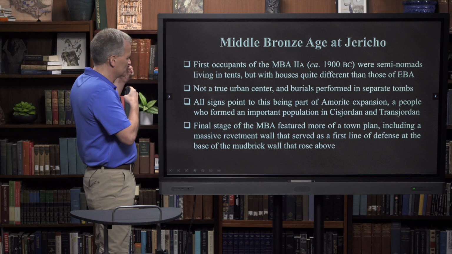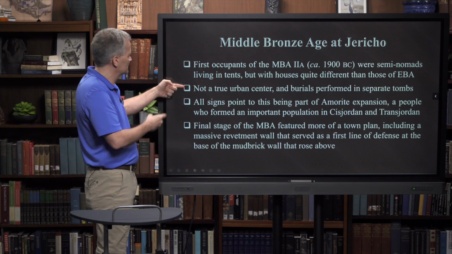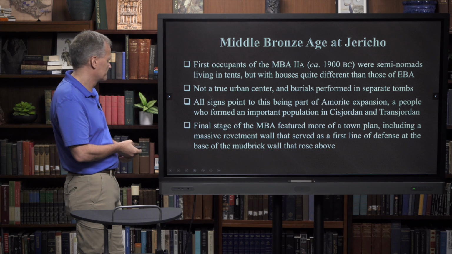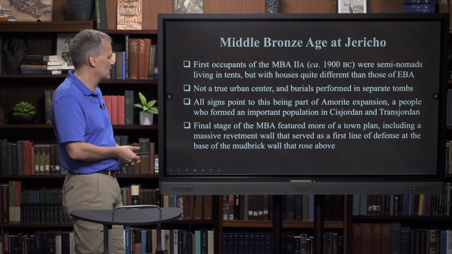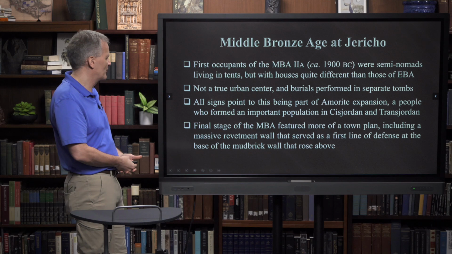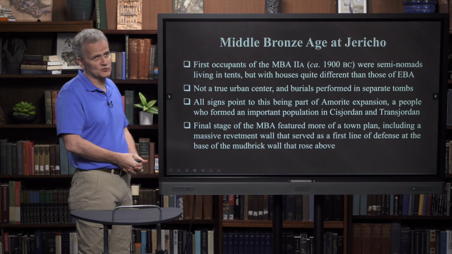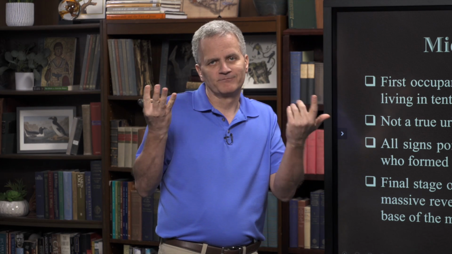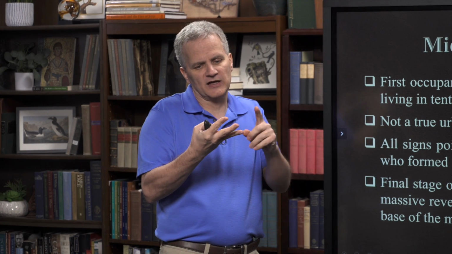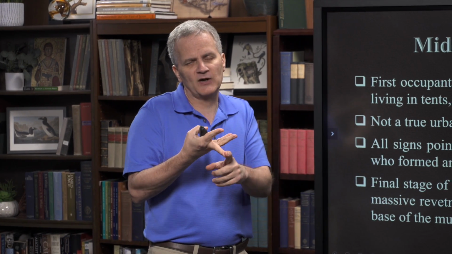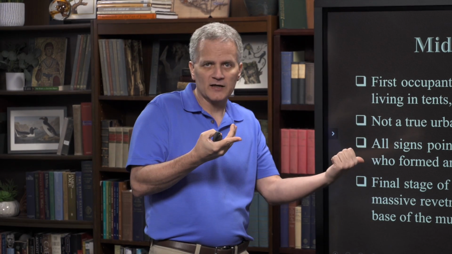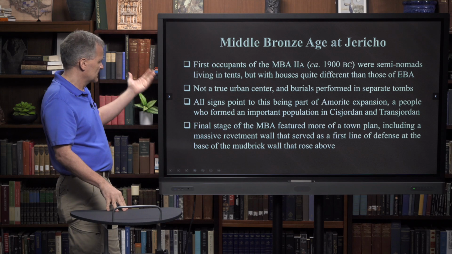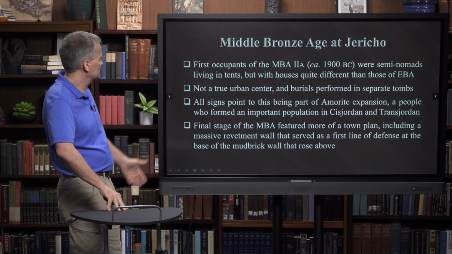And again, this is just before Joshua arrives here, Middle Bronze Age. Not a true urban center, and burials were performed in separate tombs. All signs point to this being part of Amorite expansion, a people who formed an important population in Cisjordan and Transjordan. And of course, the Bible refers to lots of -ites, Amorites and Jebusites and Perizzites. So Amorites could easily be residing in Canaan and be part of those whom God was going to judge.